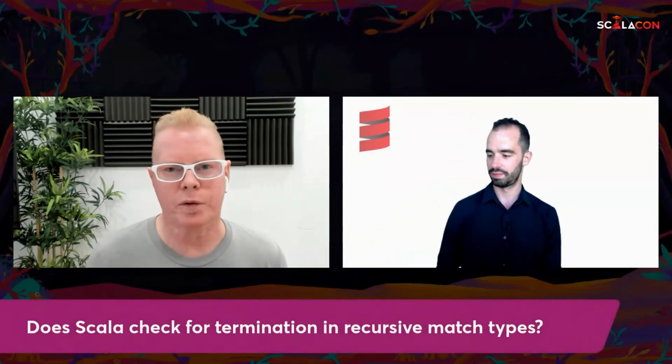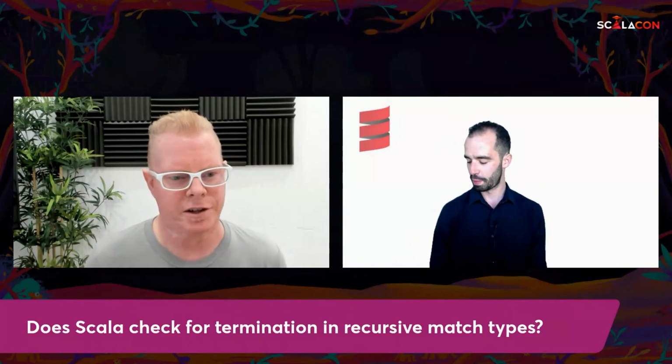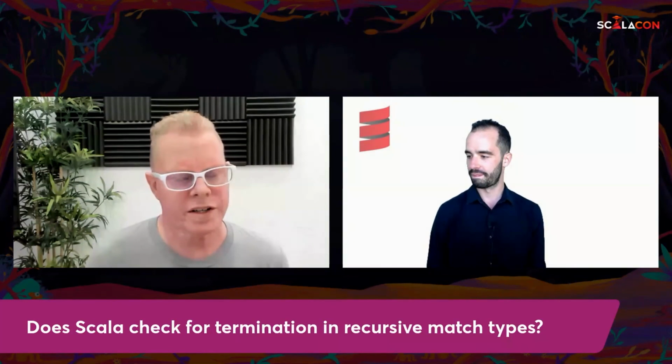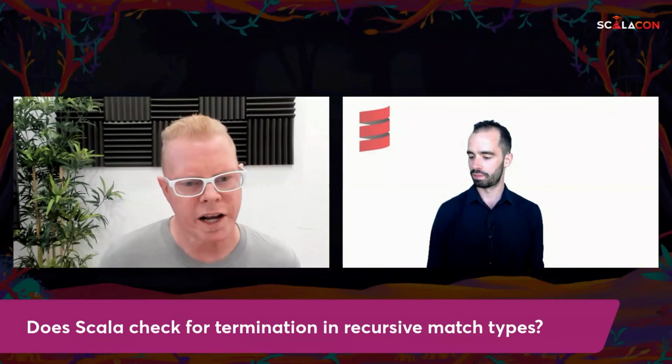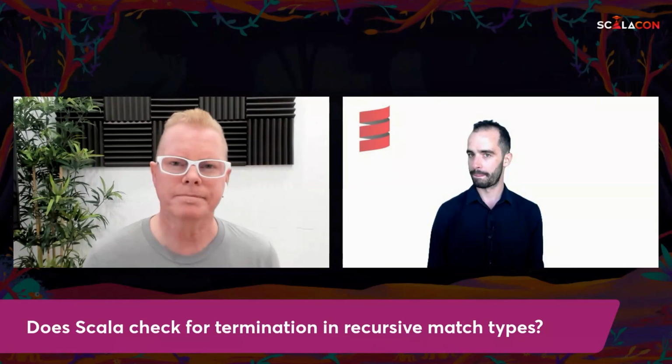All right. Well, thank you so much for that fantastic talk. And it looks like we have a bunch of questions for you. We'll get through a few of these, and whatever we can answer, hopefully we'll be able to answer at another time. But our first question is, does Scala check for termination in recursive match types?